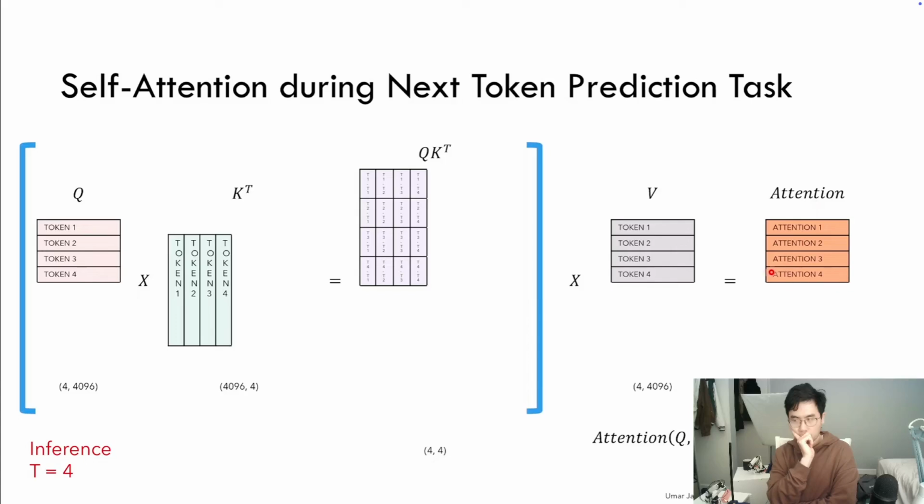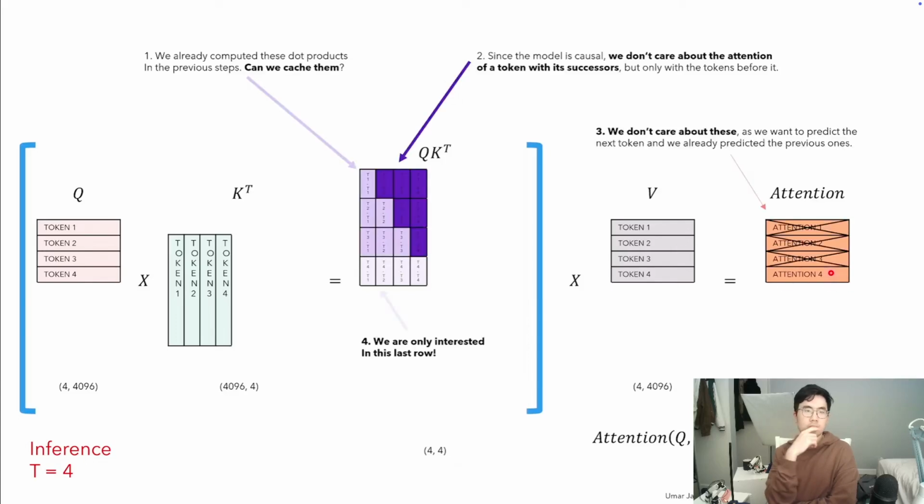But we are only interested in the last attention, which will then be added again to the input of the next step. But we notice already something. First of all, in this matrix we compute the dot product between this token and this token, and this token and this. So this matrix is all the dot products between these two matrices. We can see something. The first thing is that we already computed these dot products in the previous step, in Q and K.